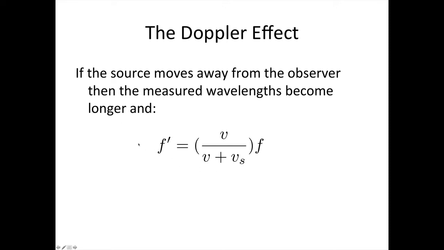Now, once the source passes the observer and is moving away, in that case, as you saw in the little animation, the wavelengths get more spread out, and you can actually show that they increase by the amount Vs on f. And so in that case, the observed frequency is given by v over v plus Vs times the frequency of the source.